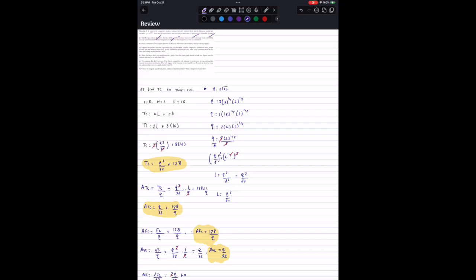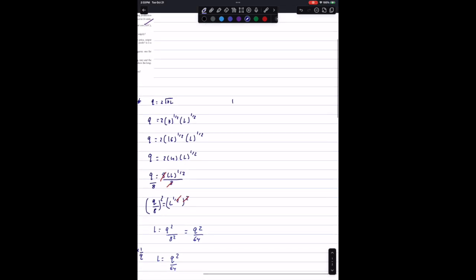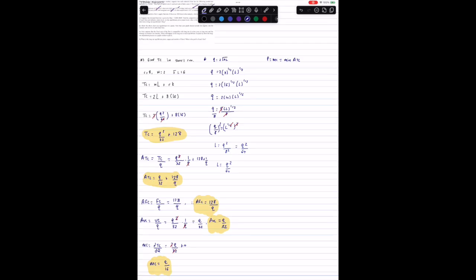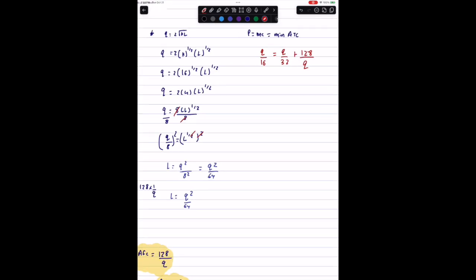Now it's asking at what output level is average total cost minimized? So find the Q level that minimizes average total cost. Well, we know that in perfect competition, the price is equal to the marginal cost, which is equal to the minimum average total cost. We have marginal cost. Marginal cost is equal to Q over 16. And we have the average total cost. It's equal to Q over 32 plus 128 over Q.